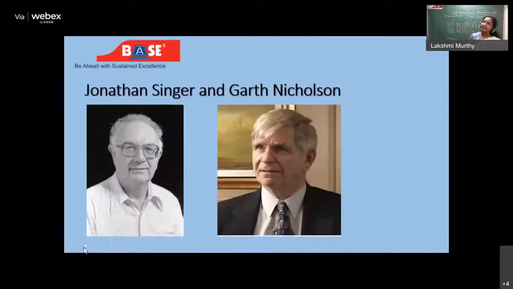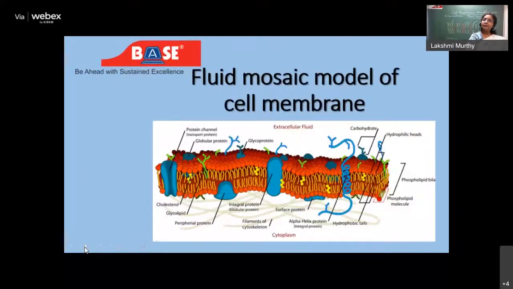Okay, that is Jonathan Singer and Garth Nicholson, who in 1972 gave us the fluid mosaic model. This year will be the golden jubilee of the fluid mosaic model, right? And you can see this is just one of the images that I downloaded. So you can see a number of various types. All the reds are the phospholipid heads that are present. All the yellow tails you can see.